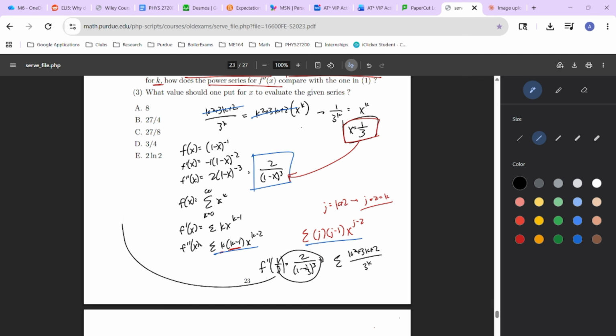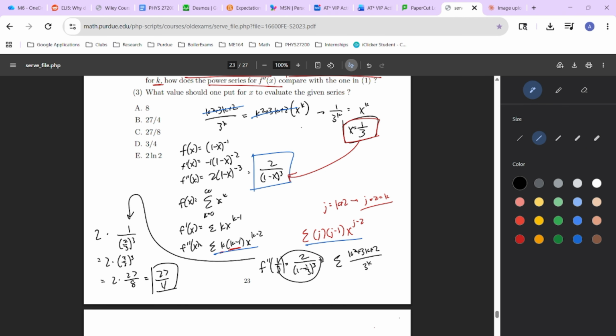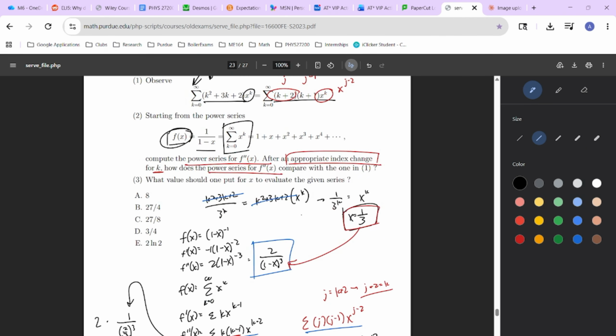I'm going to bring this over to the left side here. Oh, I can draw that better. Right here. That would become 2 times 1 over (2/3) cubed. That's equal to 2 times (3 over 2) cubed. That'd be equal to 2 times 27 over 8, which is 27 over 4. That would be our final answer to this problem. That would in fact be answer B.